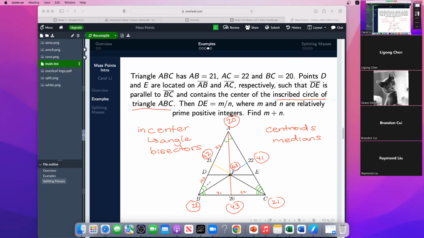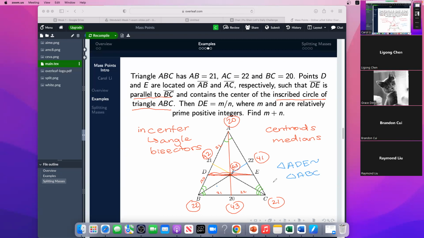It asks you for the length of this side. So how does mass points help us with this? Okay, so one thing we notice is that DE is parallel to BC. Notice that we need to use every single piece of information we are given. So now that we know it's parallel to BC, that implies that ADE is similar, and this is how you write similar, to ABC.